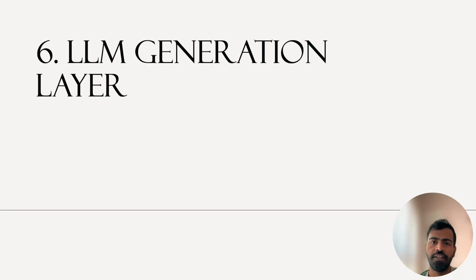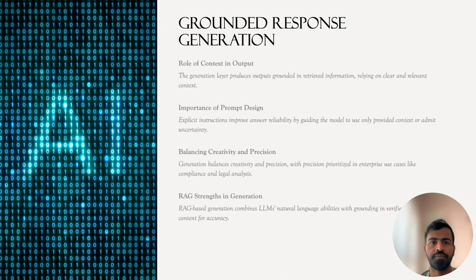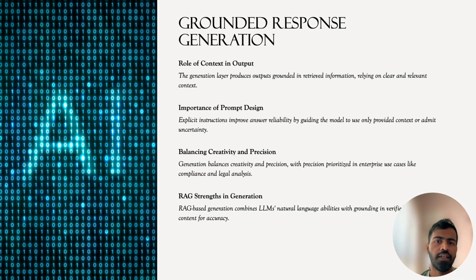LLM generation layer. Let's understand it. The generation layer is where the LLM reads the constructed context and produces the final answer grounded in retrieved evidence. RAG reduces hallucination, but it does not eliminate it. So, prompt design, clear system instructions, and high relevance context still matter. The model is very sensitive to how the context is phrased and structured. Clarity and formatting directly impact output quality.